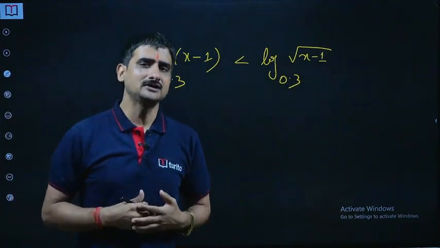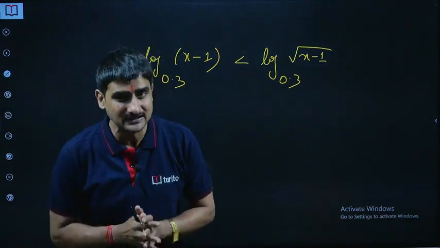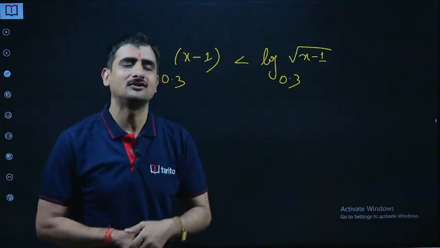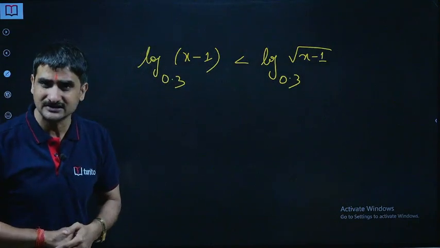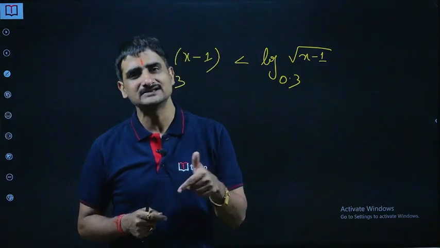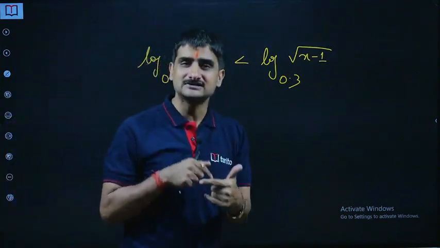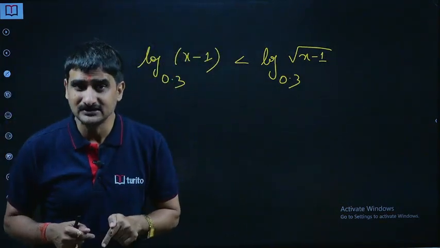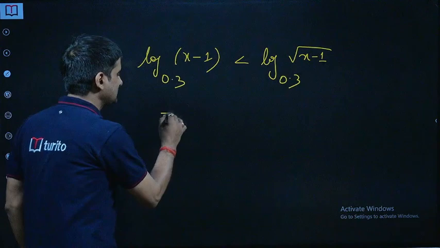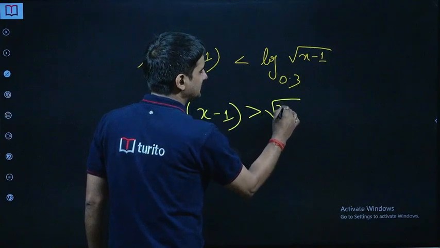So when solving its inequality, we can remove log directly, but then either retaining the same sign or changing the inequality sign depends on whether the base is greater than 1 or less than 1. If the base is less than 1, the log function is a decreasing function, and if the base is greater than 1, it is an increasing function. So this is a decreasing function. That means the inequality sign will get reversed here.